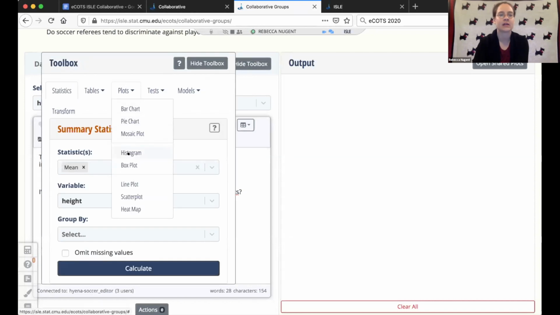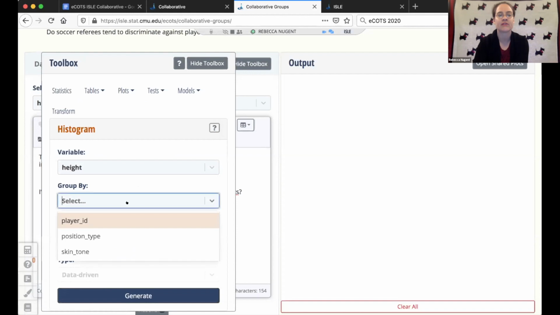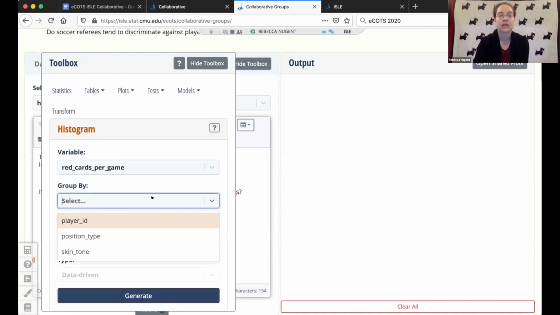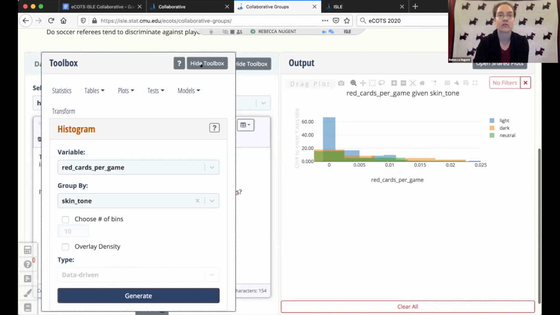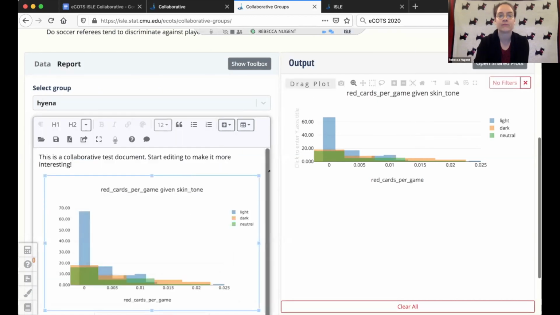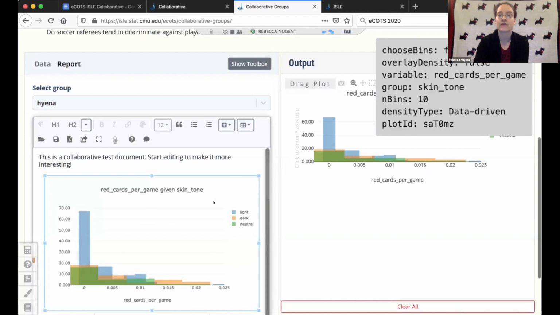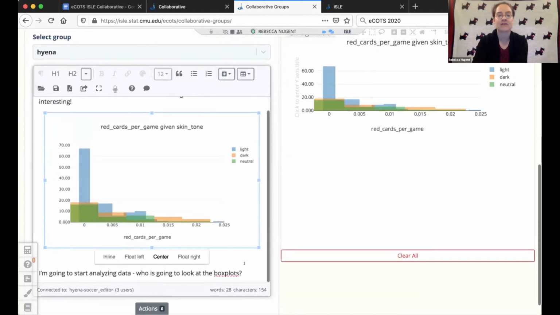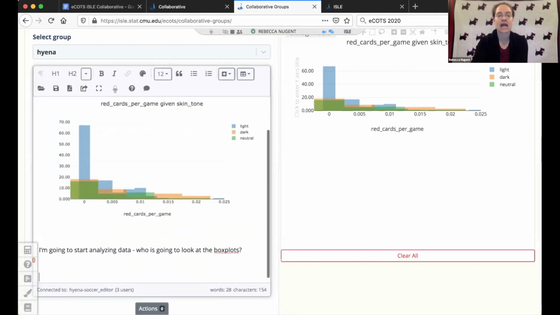I can come here and I'm going to look at a histogram of how tall all the players are. And let's say I can do it by the red cards per game. And maybe I want to group by their skin tone. And I'm going to generate that graph. I'm going to hide the toolbox. I'm going to drag it over here. And so notice that when I floated my cursor over my graph, it saved the actions that I did to make that graph. And so what we have here is an opportunity to start interacting with each other.